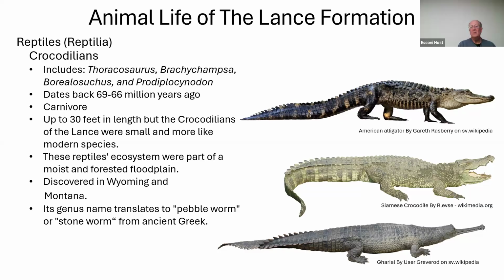The ecosystem where they lived was in part moist and forested floodplains. They are discovered in Wyoming and Montana. Their name translates to stone worm from ancient Greek.